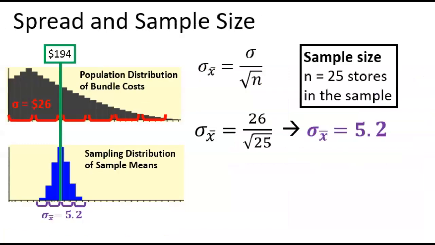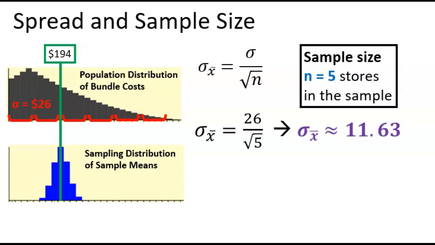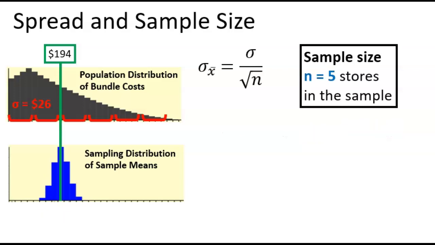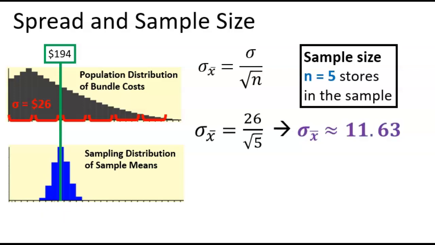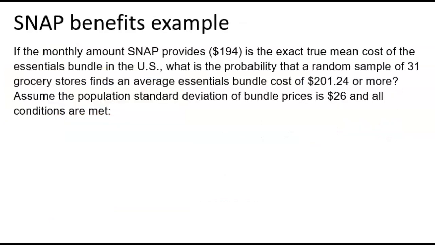So let's look at what else has influence, and that is the, I'm sorry, the sample size, and how that's going to affect the means. So a sample size of 25 has pretty narrow variation, and if you think about a sample size of 5, that's much larger. It's $11 versus $5. So we have much higher variation when we have a lower sample size. Okay, so again, since we're dividing by the square root of n, the spread increases as the sample size decreases, or you could think of it the other way as well.